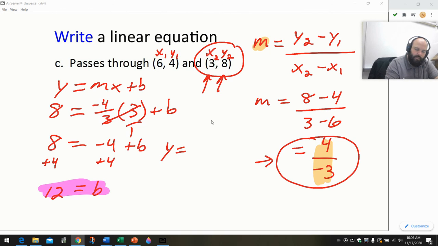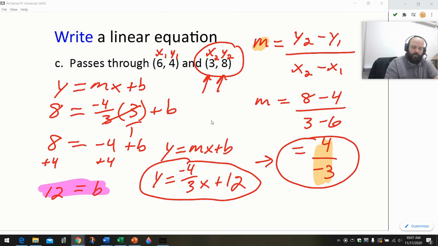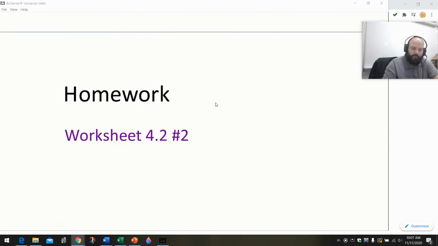Y equals mx plus b. I'm going to put in y equals negative 4 over 3, x, and then plus 12. So I put in m and I put in b, and I have my equation. Now that equation, if you were to graph it, would go right through these two ordered pairs, 6, 4, and 3, 8.